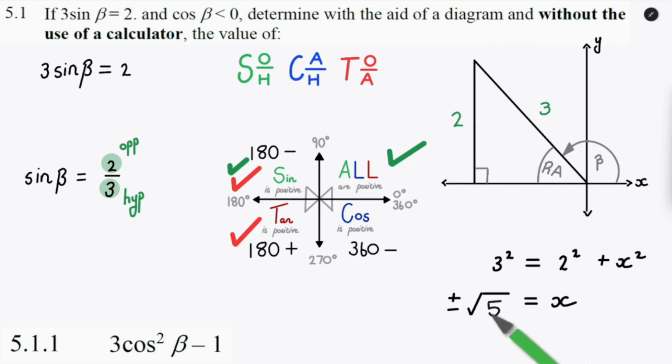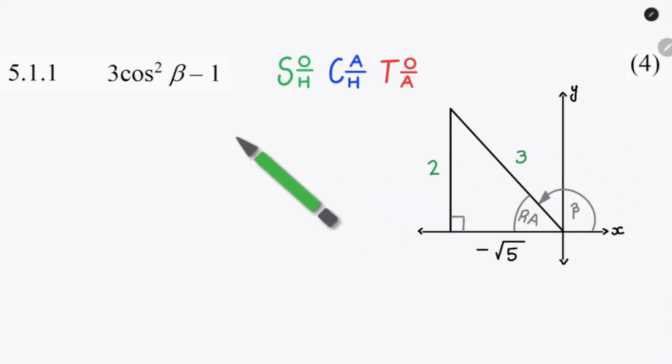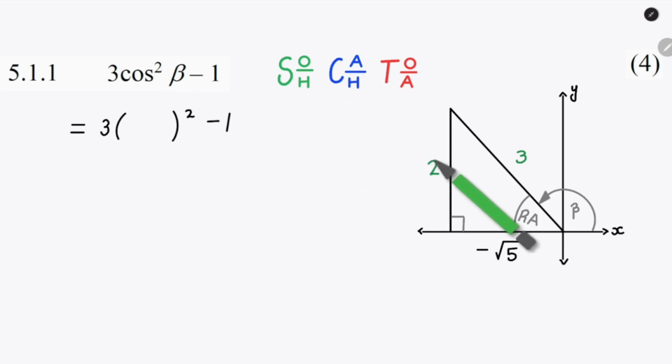So we're definitely going to have a negative x value. So we're going to choose negative root 5. And after all that set up, we're finally ready to answer this question. So the best place to start is you keep the structure of the question the same and you change cos to an empty bracket like so. And then we're going to go get cos beta using ka from the sketch and put it inside this empty bracket. So let's go ahead and do that.